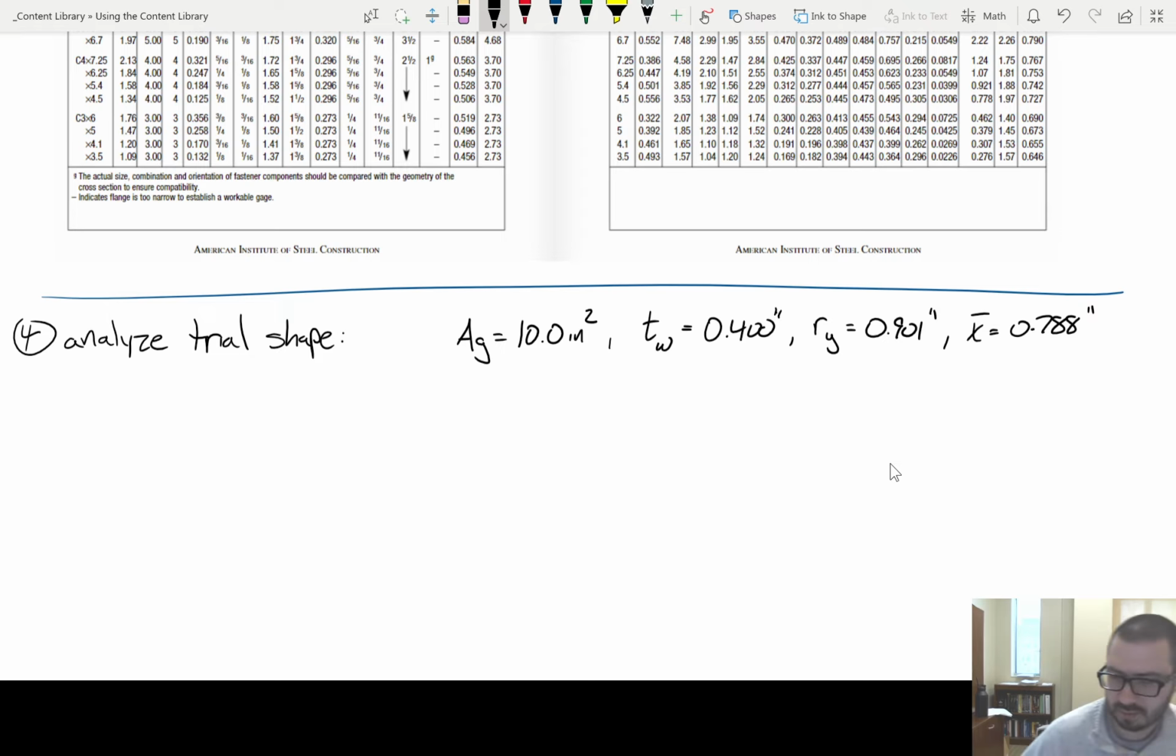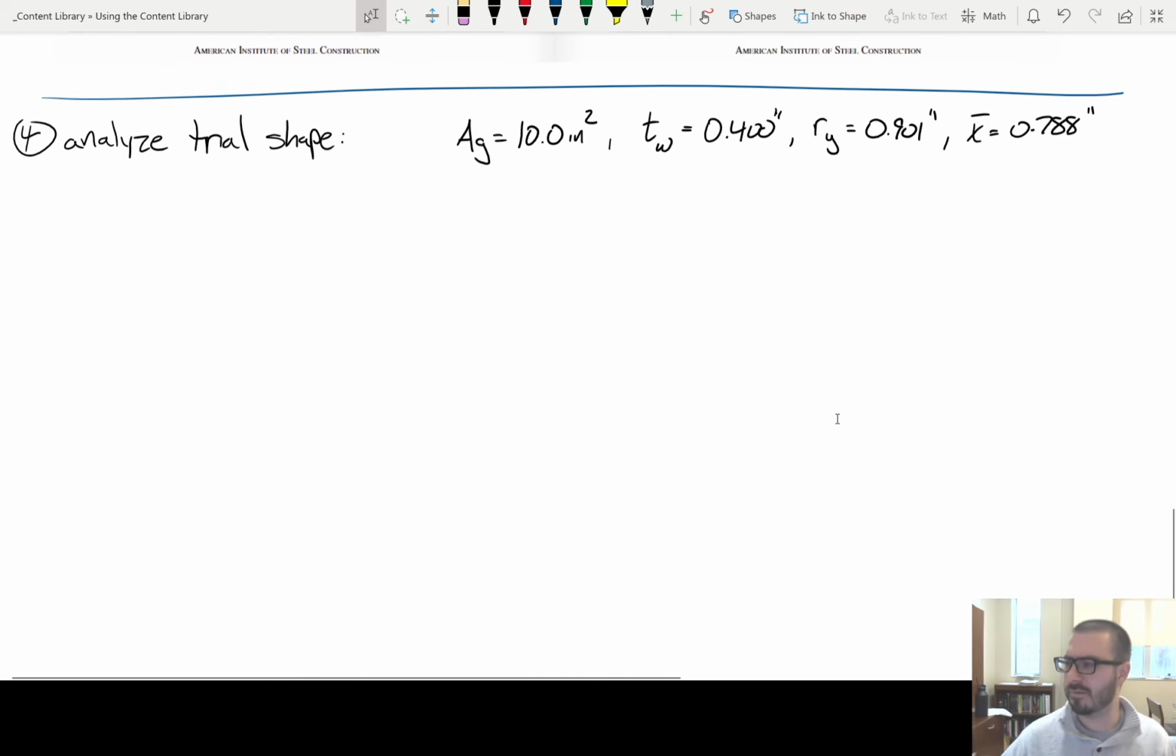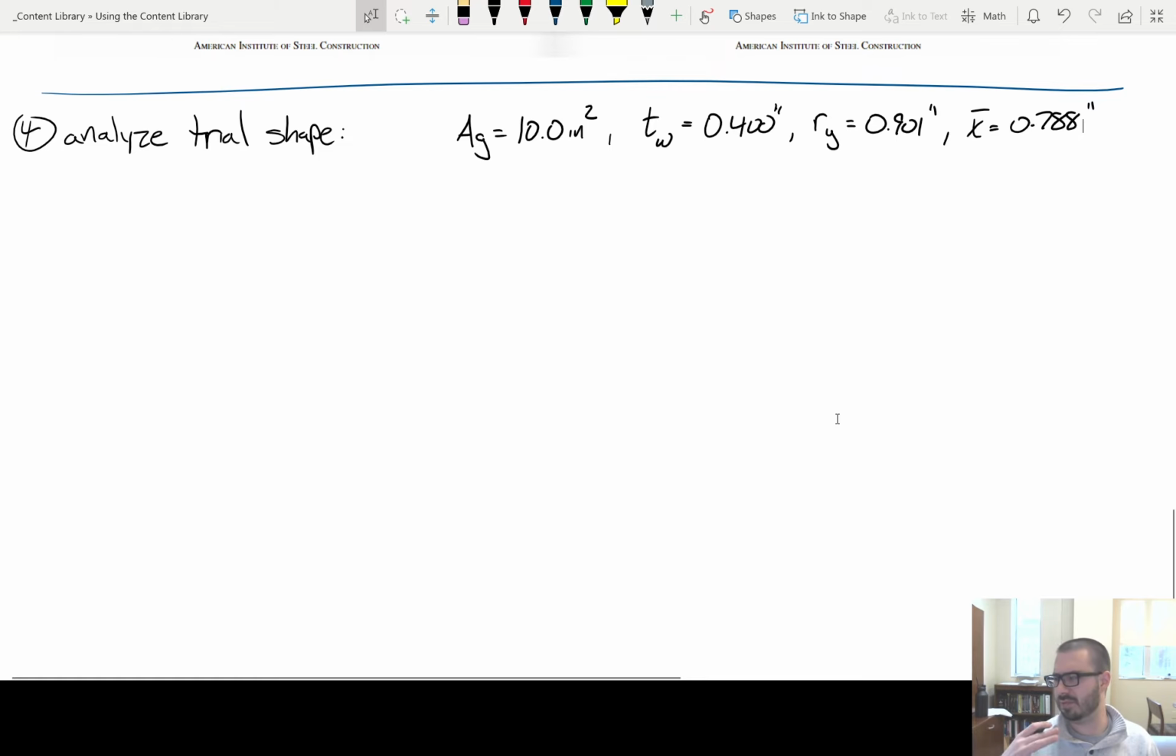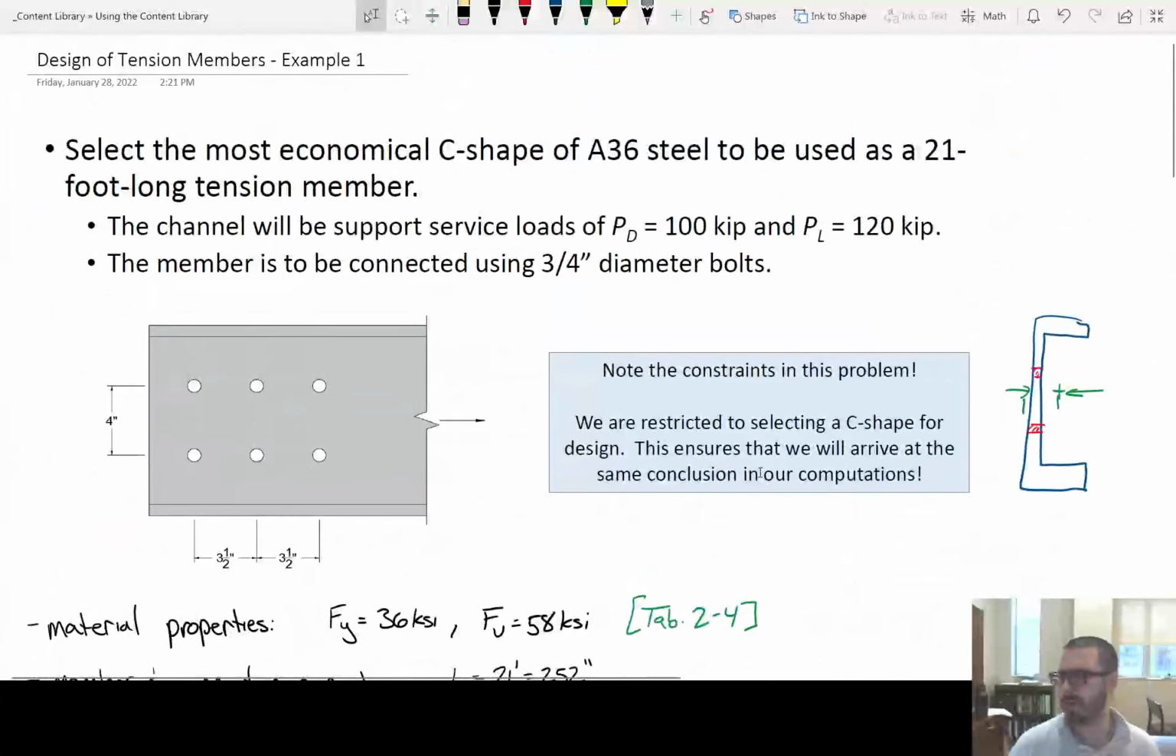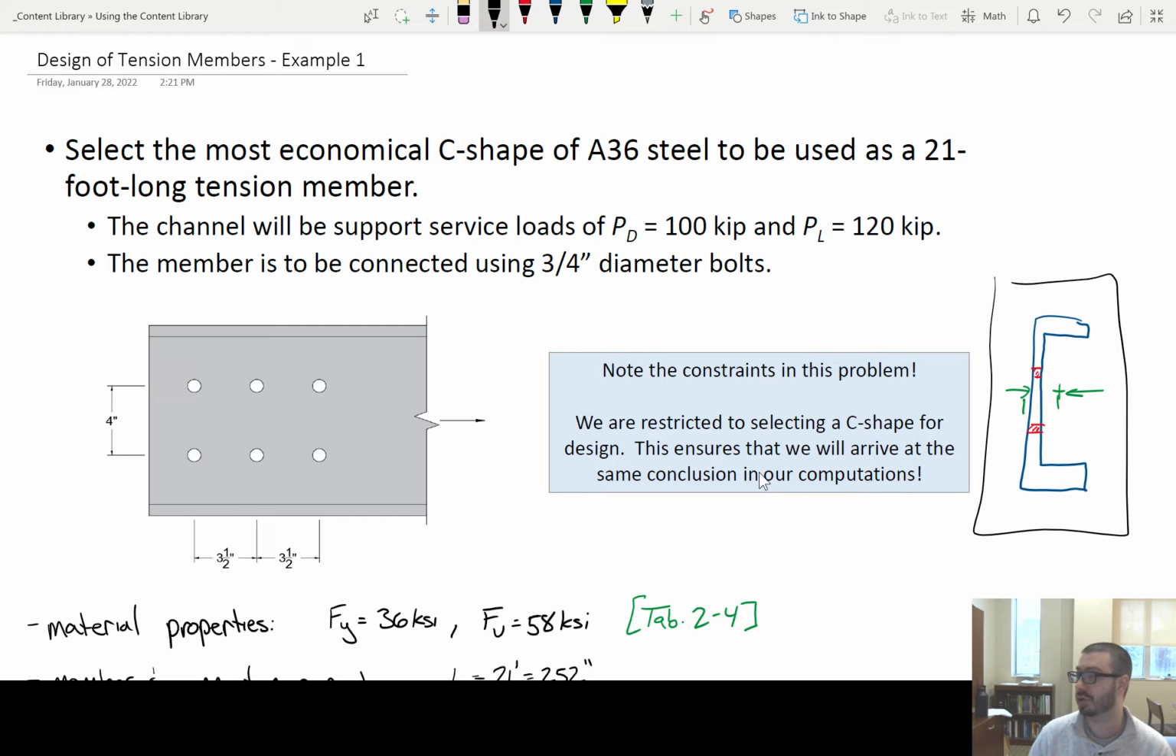Okay, so let's do some analysis. For this, we're going to compute a gross section yielding capacity, 0.9 FyAg, and a net section fracture capacity. Now, if I go back up to the problem parameters, how many holes am I going to be subtracting from the gross area to compute the net area? I'm going to be subtracting 2, because if I look at this from a cross-sectional perspective, there's only 2 bolts going through the web. And no stagger factors, so that's a little bit of an easier path. So I think the analysis is going to be pretty straightforward.